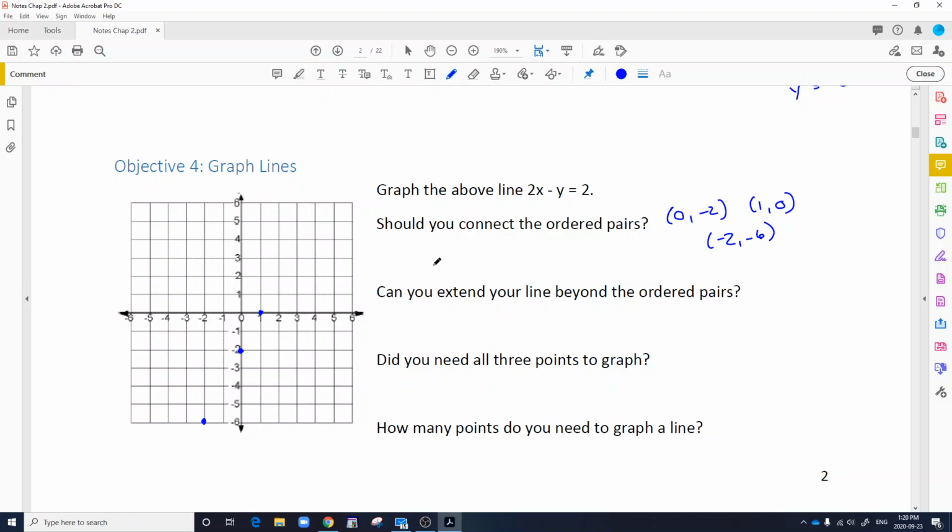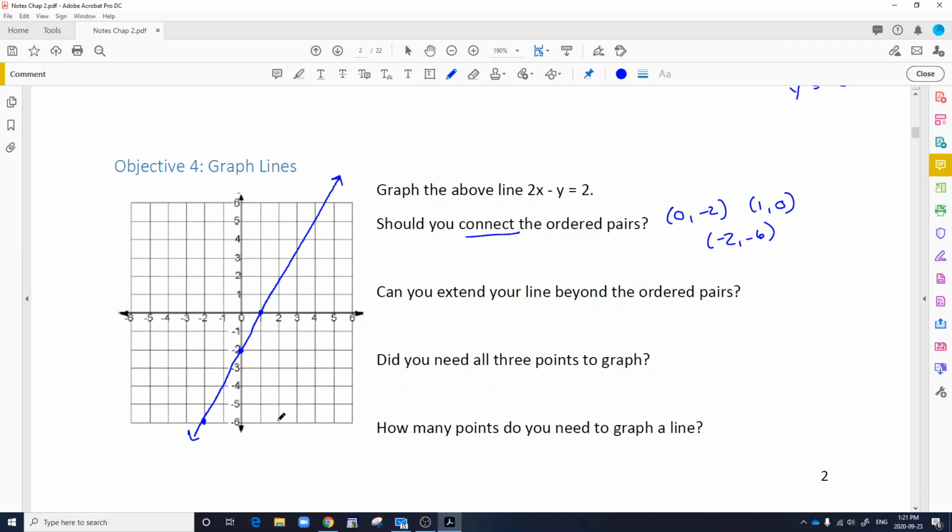And the question is, can I connect these? And the answer is yes. So these are just 3 examples of points that are on the line, but there's an infinite number of points that are on the line. So I'm going to connect my dots as best I can. There we go. And the next question is, can you extend your line beyond the ordered pair? So like beyond here and beyond here? Yes, because I did it. In fact, you can extend it beyond your grid.